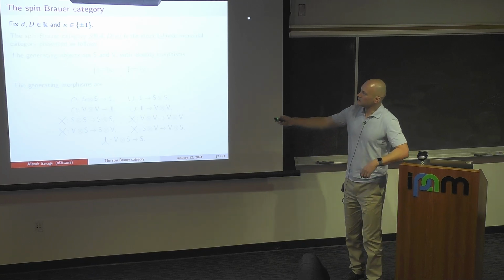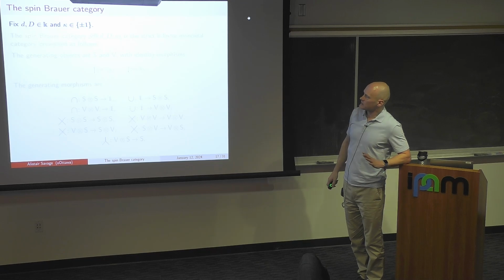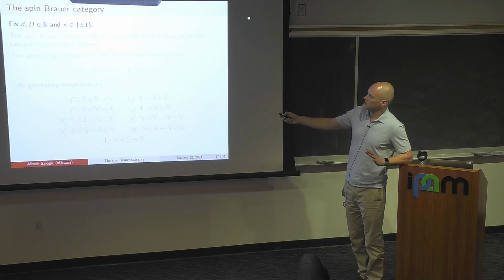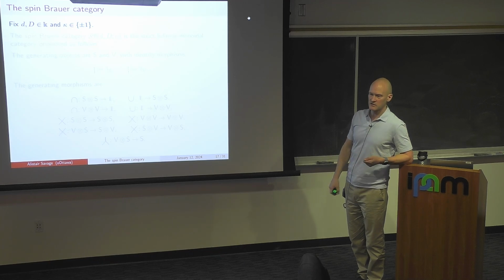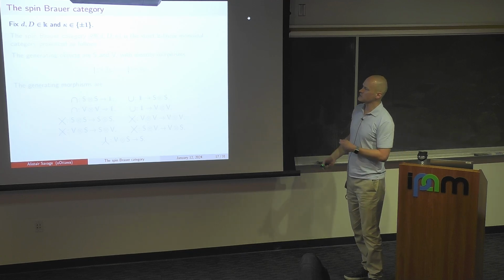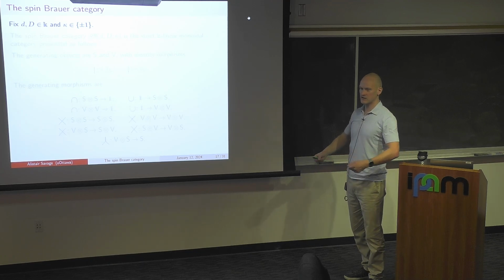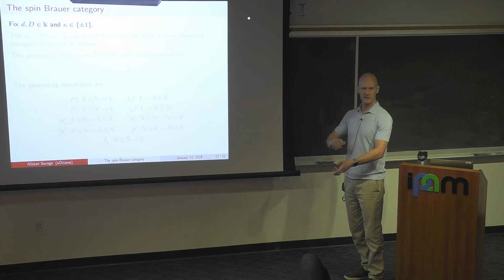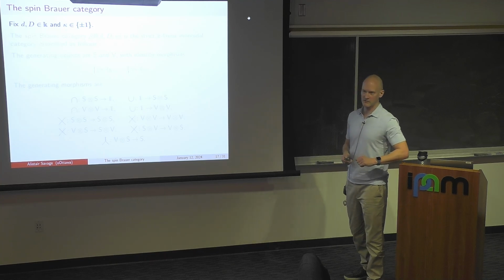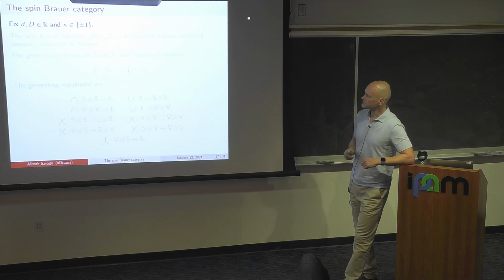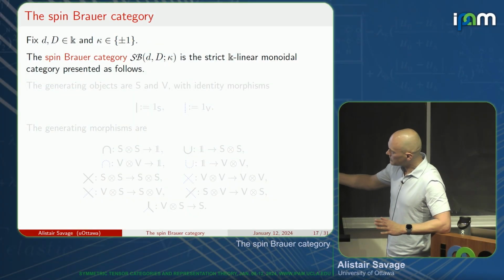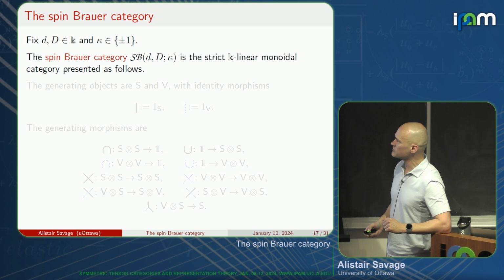Okay, so we fixed 2 parameters, which are going to be our categorical dimensions, and we need this sign. This sign comes from the fact that, remember I said sometimes we have this form that's skew symmetric, sometimes it's symmetric, and sometimes the vector lives inside the symmetric power of the spin, and sometimes it's in the exterior power, so different things happen, and that's where this sign comes in. So according to these parameters, we define a Brauer category.